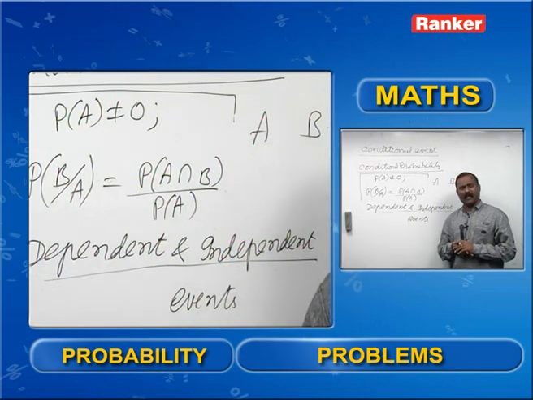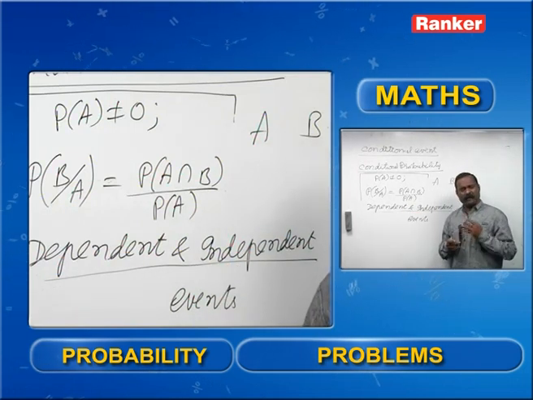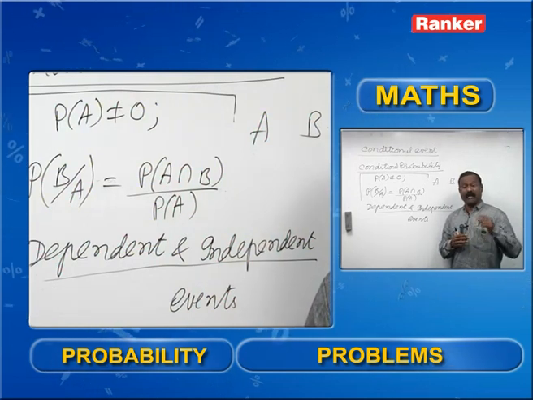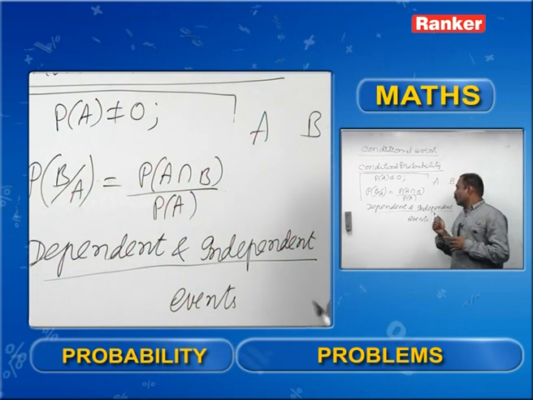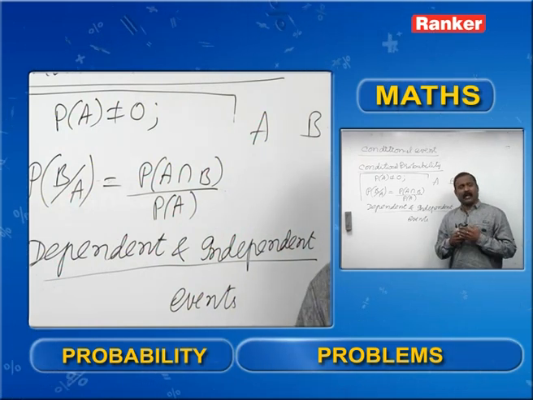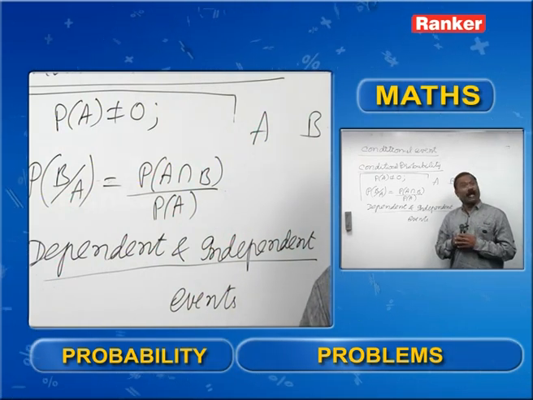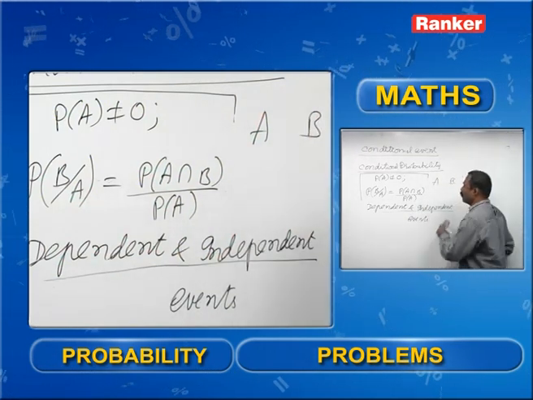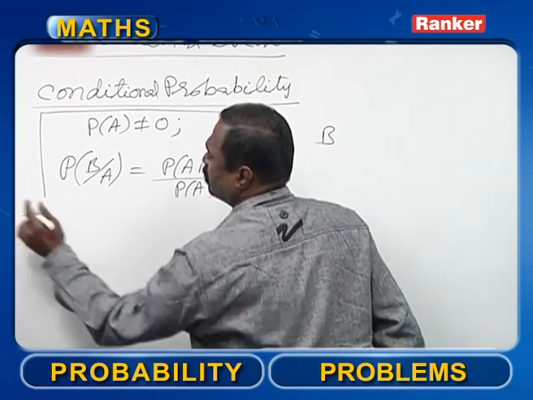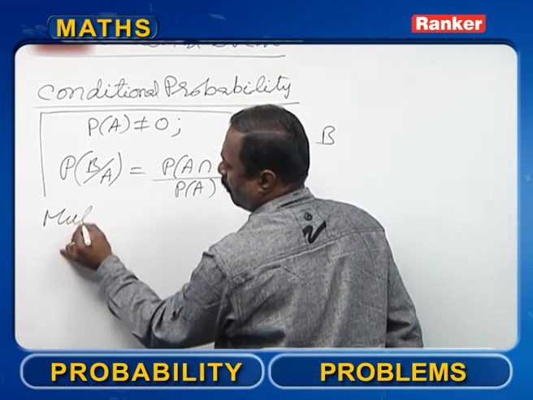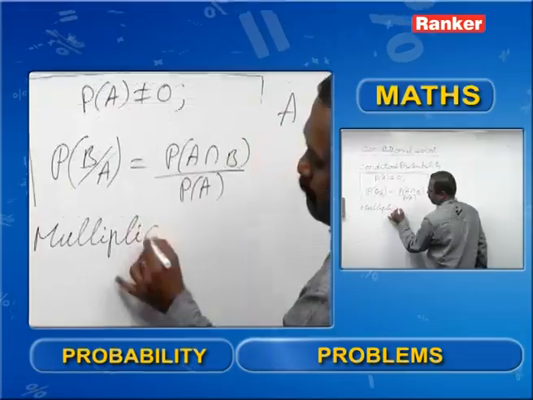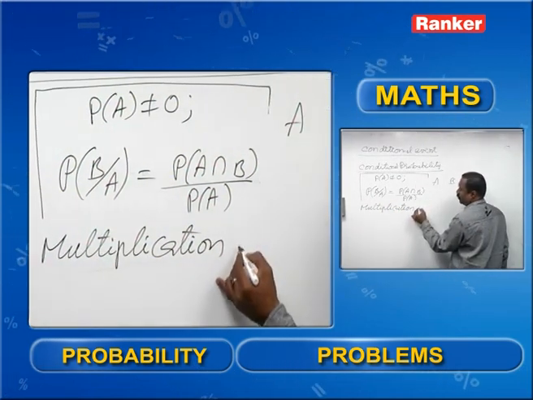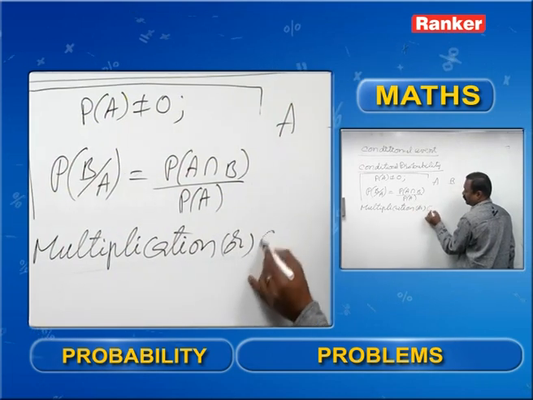So you must know clearly the difference between the dependent and independent events. In the definition itself, in the name itself, you can understand: dependent means the occurrence of the first event influences the occurrence of the second. Independent event means the occurrence of one event does not influence the occurrence of another event. Okay, now we will define the multiplication theorem, or compound probability.